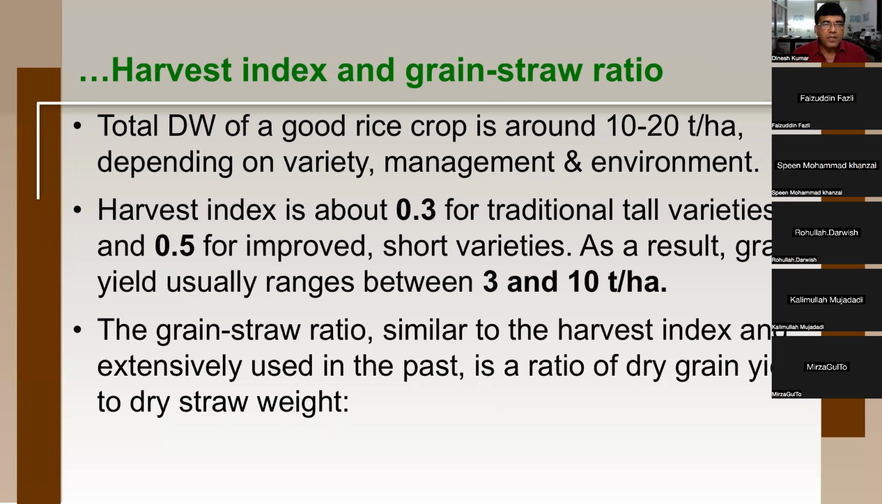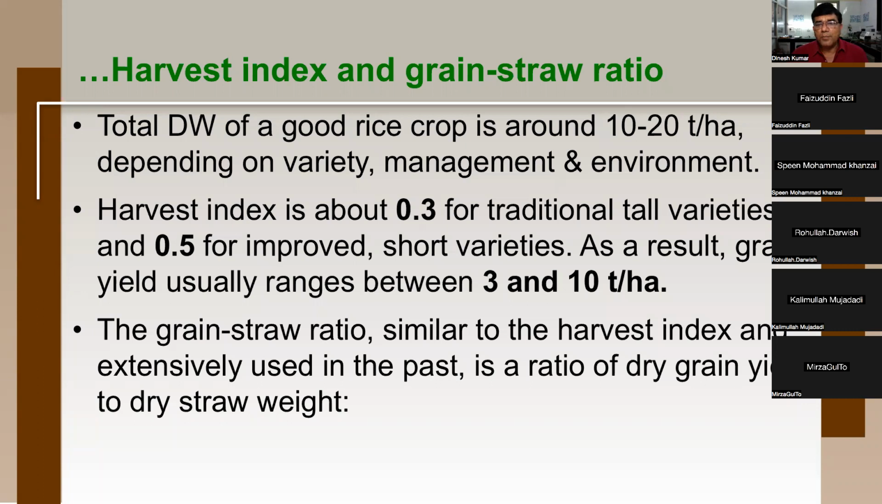So when you harvest the rice, after harvesting, for 3 days you leave it under the sun for drying. After drying, you go for threshing. So that kind of weight is actually dry weight. It is not oven dry weight. It is air dry weight. So which is about 10 to 20 tons per hectare.